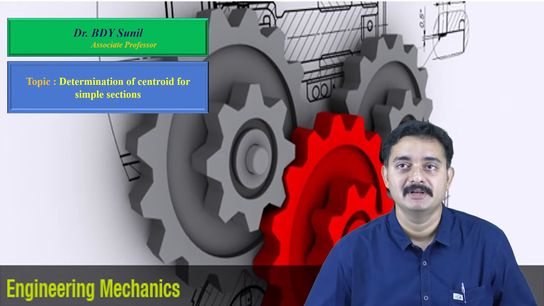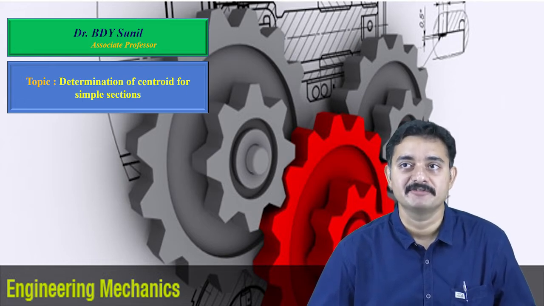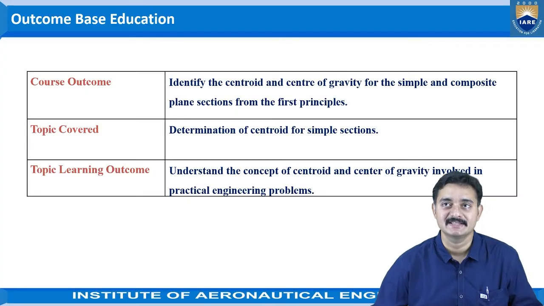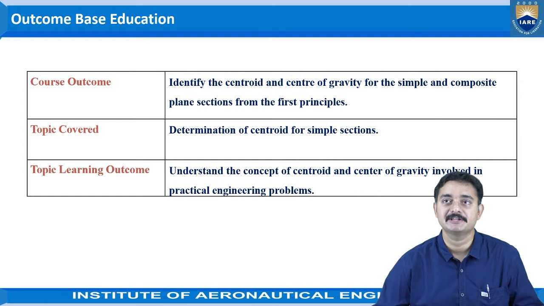In today's session, we will be learning about the determination of centroid for simple sections. The course outcome of today's session would be to identify the centroid and center of gravity for the simple and composite plane sections from the first principles. The topic covered would be determination of centroid for simple sections. And the topic learning outcome is to understand the concept of centroid and center of gravity involved in practical engineering problems.